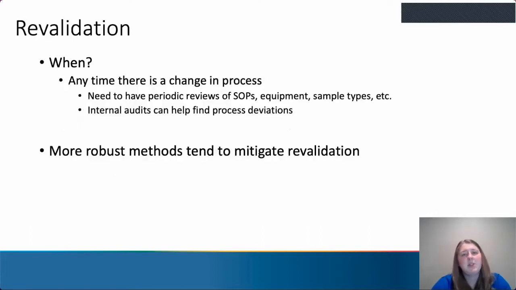So anytime you make a change to your process, you should really consider the impact to the method and determine if revalidation is necessary. So the extent of revalidation should be evaluated in terms of this idea of fit for purpose, and you should only reevaluate the pieces that you've identified as needing to be revalidated. Don't do more work than you need to when it comes to revalidation.